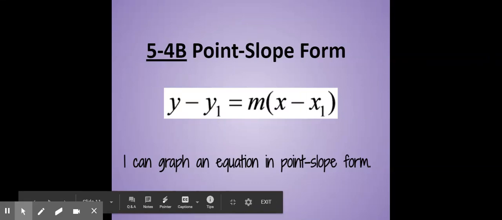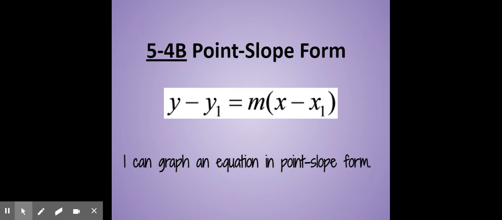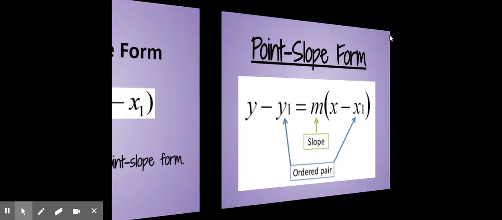Welcome to Lesson 5.4, Part B, Point-Slope Form. Today our goal is to be able to graph an equation in point-slope form. Yesterday's lesson was how do you write an equation in this form. Today we will be graphing.